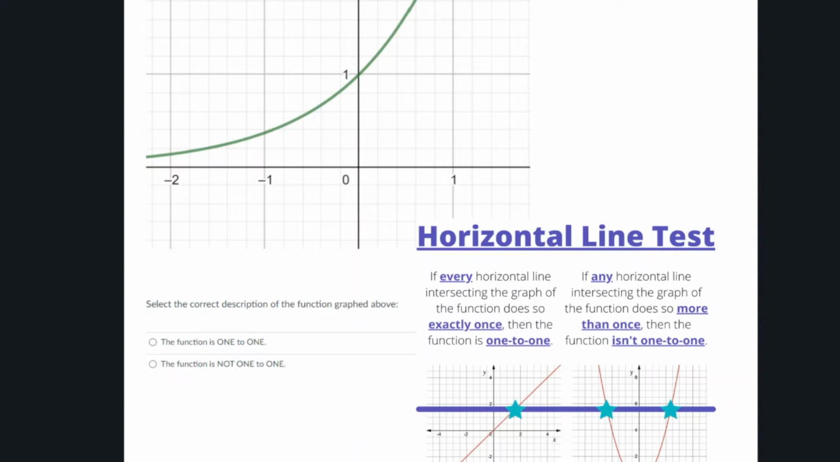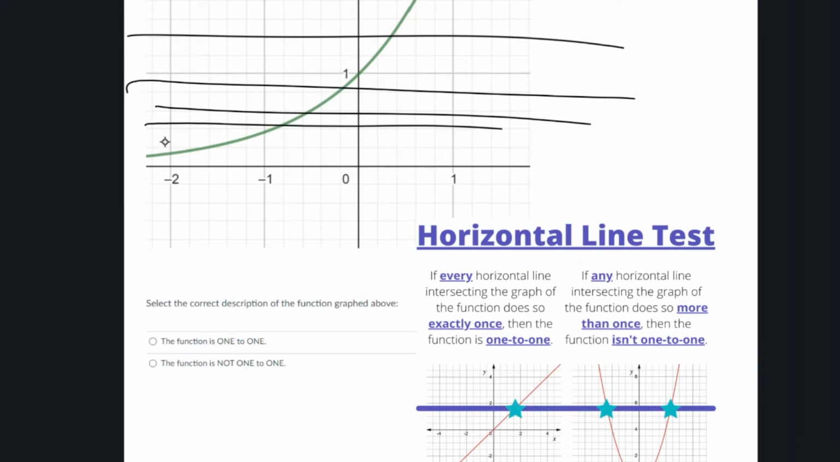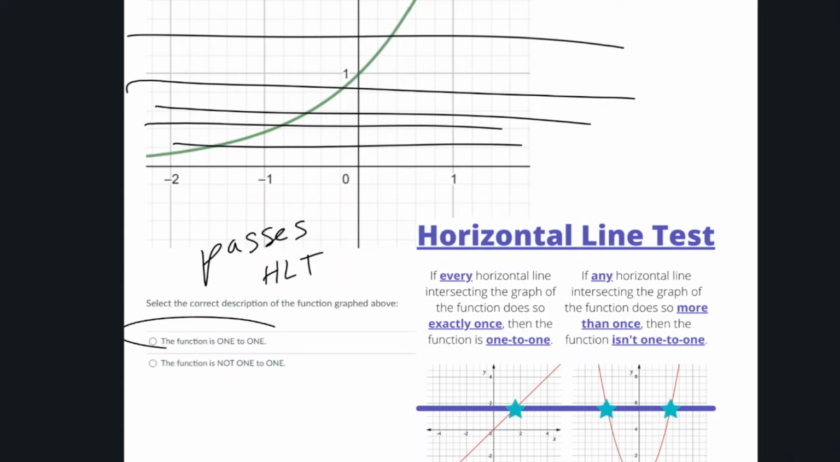So when you're doing this, you would basically look and say, if I could imagine drawing any horizontal line, will it cross through the graph more than once? And as you can see in this graph, it does not cross through more than once. It passes the horizontal line test, so it is one-to-one.